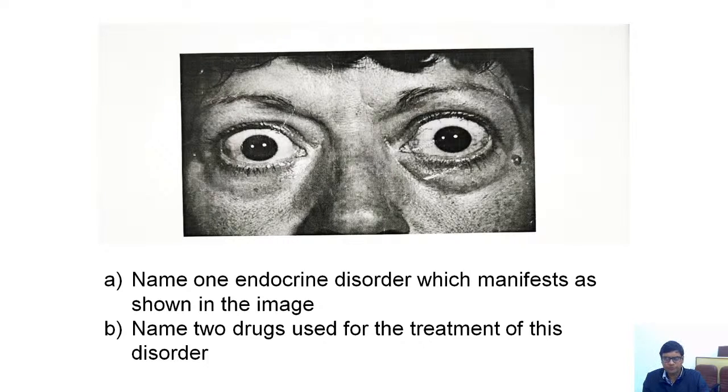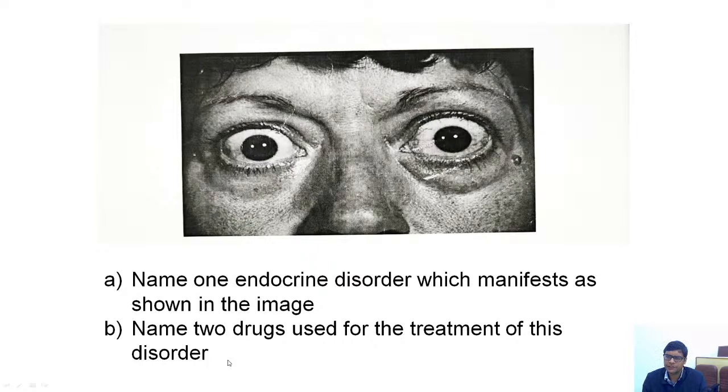Some questions from the endocrine system, like we have this image in which we are shown a picture of a man with big eyes. So name one endocrine disorder which manifests as shown in this image. So it's basically asking about this exophthalmos condition. Sorry, it's also asking to name 2 drugs used for the treatment of this disorder. So exophthalmos can be in the thyrotoxicosis condition.